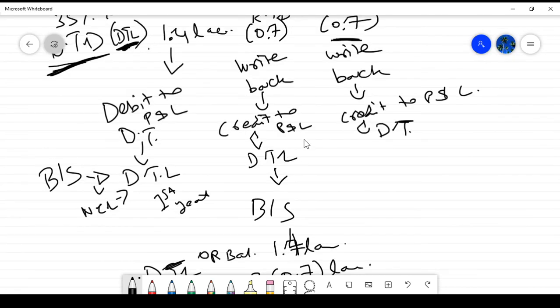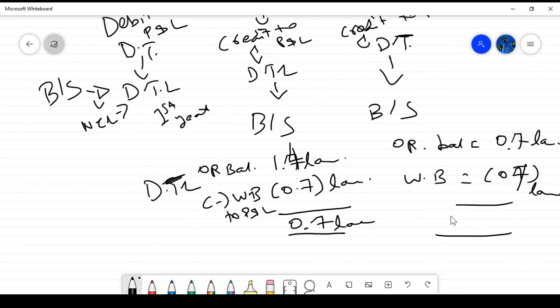Come to my balance sheet. Balance sheet, what happens? Opening balance how much? Previous year closing balance is this year opening balance. 0.7 lakh is my opening balance. Write back during the year, 0.7 lakhs. Okay, 0.7 minus 0.7 equal to 0. My non-current liability under the deferred tax liability equals 0. Okay, you please follow this method.